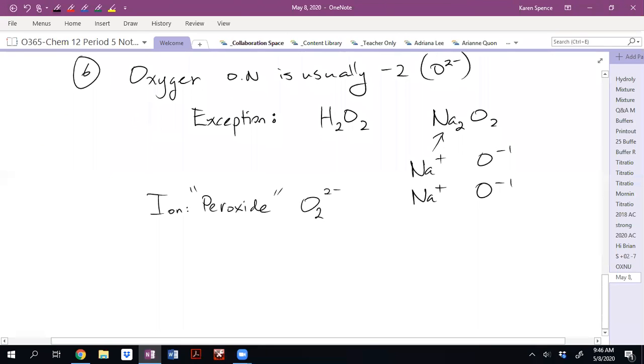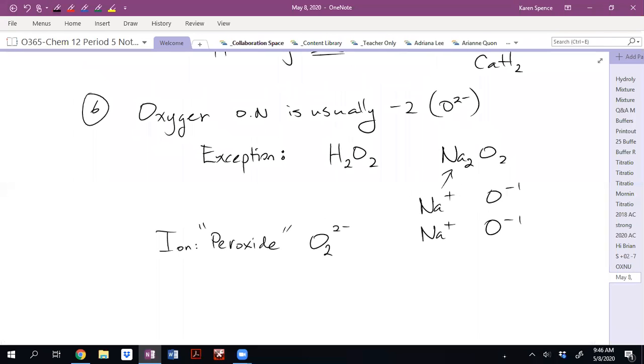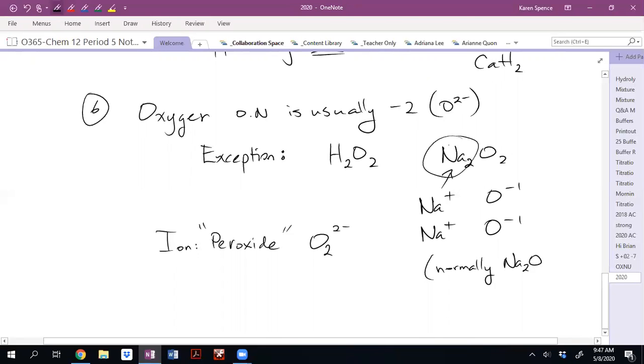And so when you have a metal and it's not combining in the normal way with oxygen, normally you would have Na2O, which is two Na pluses for one O2 minus. But if you see something weird and you're like, oh my gosh, that is not a formula that should happen, then you can say, maybe I have a peroxide. So you've got your sodium and you've got that, and there you go.